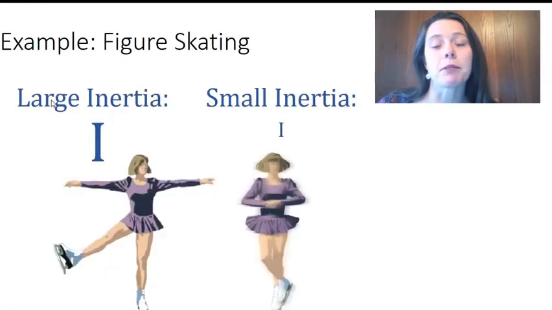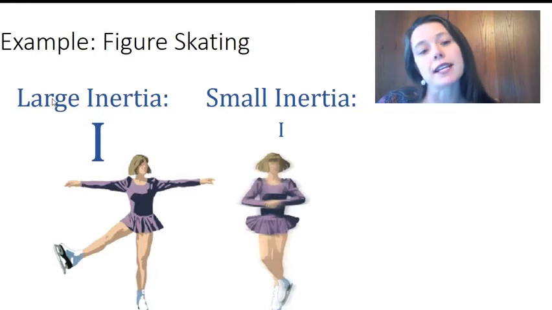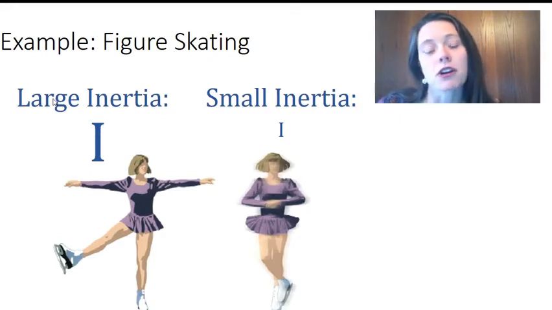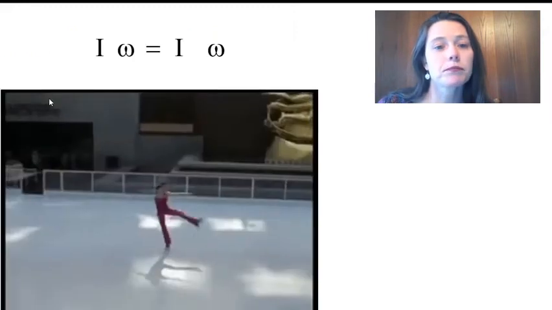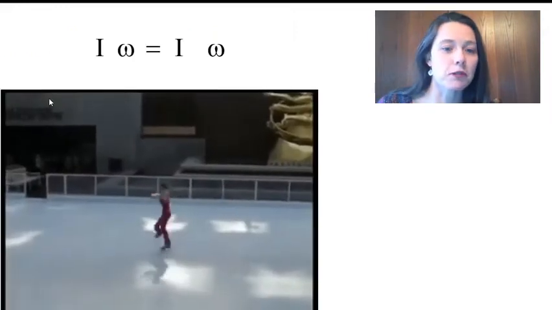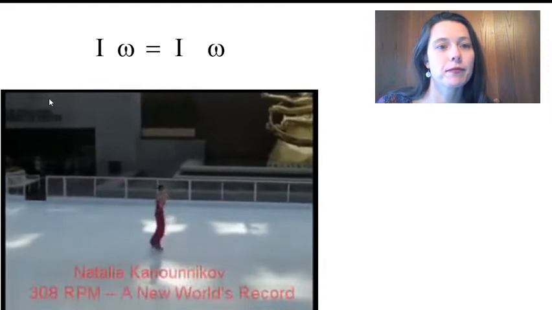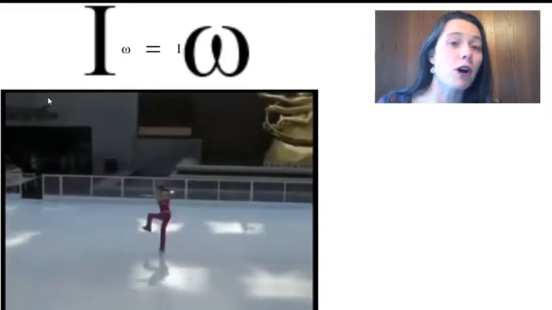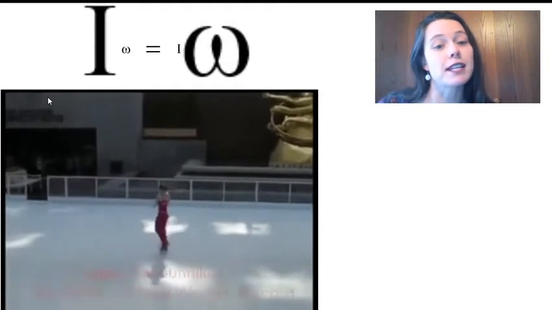The same phenomenon applies in figure skating and gymnastics and gives the beauty to these sports. An athlete can change her inertia by expanding or contracting. When her arms are out, she has a large inertia, and when she pulls her arms in, her inertia is much smaller. Watch as the skater spins below. As she pulls her arms inwards, her inertia gets smaller, which means her angular velocity increases.